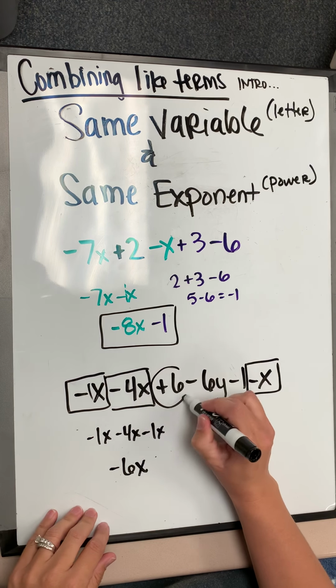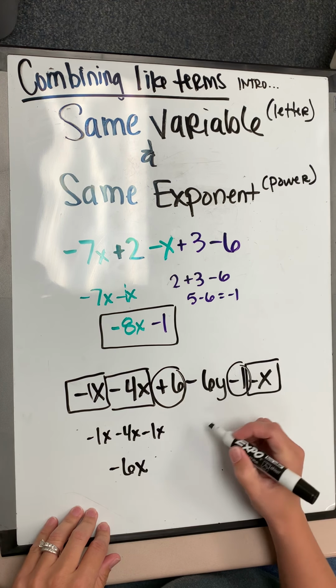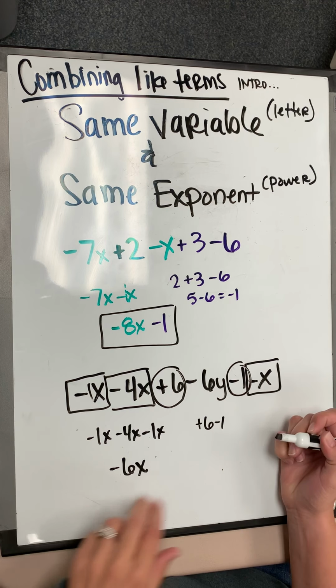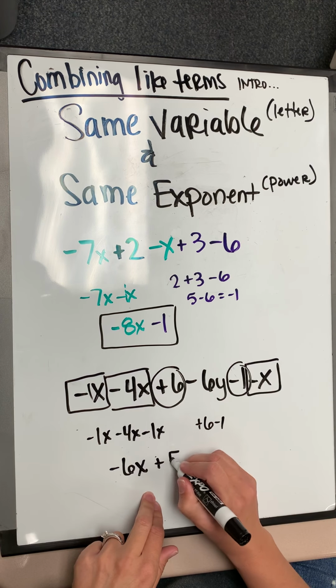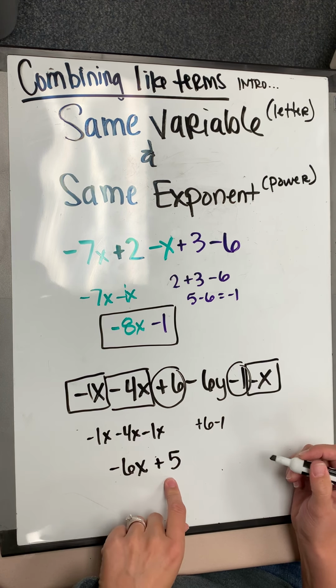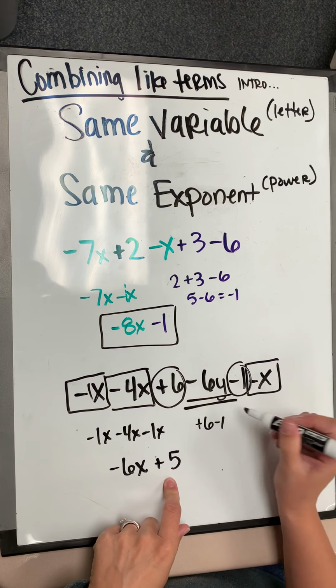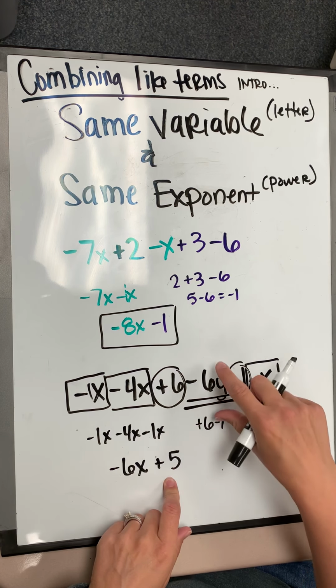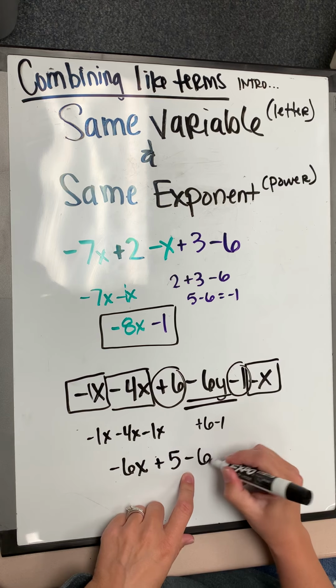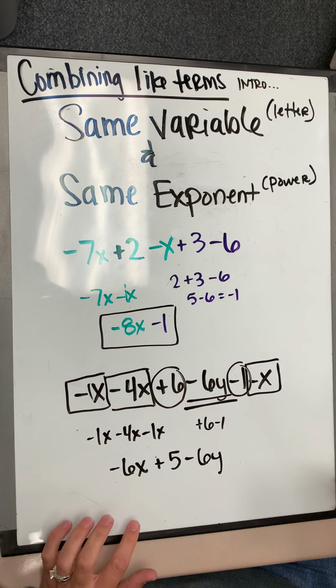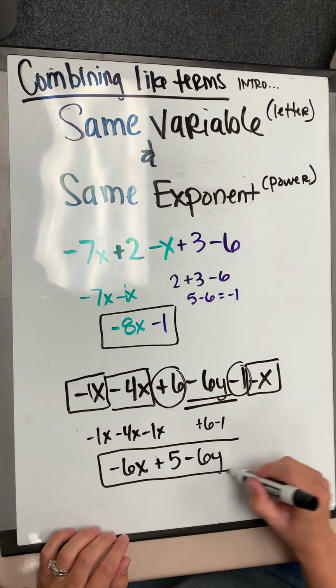I also have a plus 6 minus 1, so a positive 6 minus 1 gives me a positive 5. That's going to be in my answer. And then because I didn't combine him with anything, he hasn't changed, but I still need to show that term in my answer. And so this right here is going to be my answer.